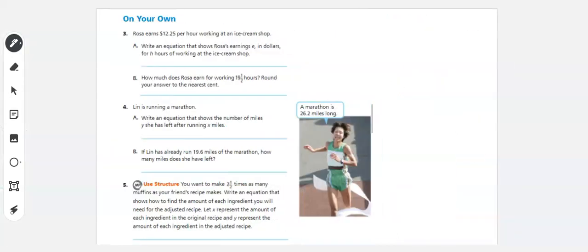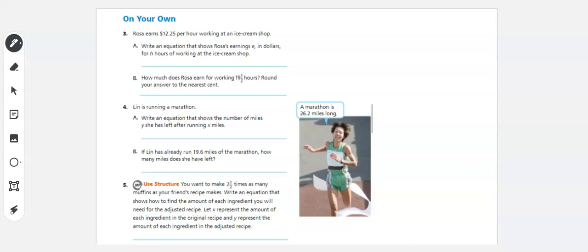Okay, we're on your own. We're on page 323. And we're going to have lots of practice on these compared to the little amount that you've had so far to work on this. So if you didn't quite understand it yet, there's way more opportunities here.